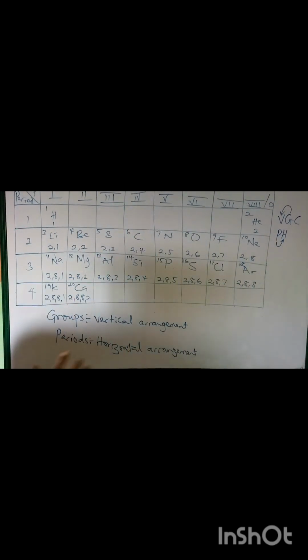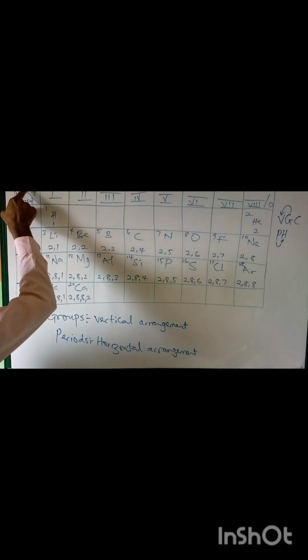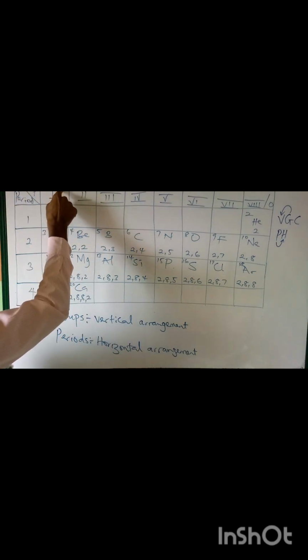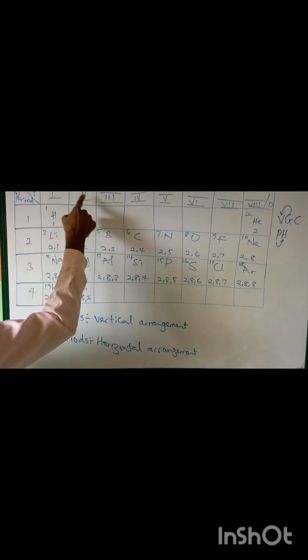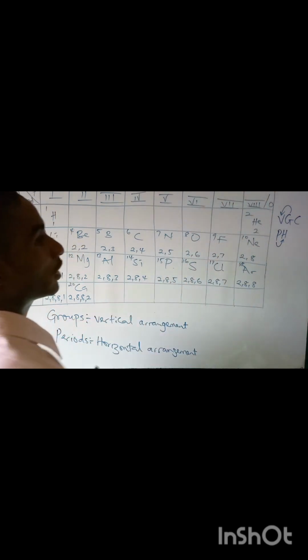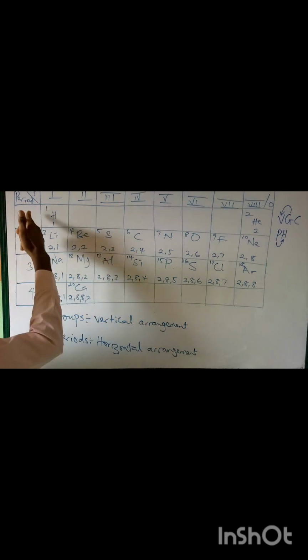But for the first 20 elements, we will not be looking at the 7 periods, we'll just be looking at 4 periods. Can you see this is the group? You have group 1, group 2, so I can put an arrow here. This is group 1, group 2, group 3, group 4, group 5, group 6, group 7, group 8, or group O. And then we have the periods. This is period 1, period 2, period 3, and period 4.